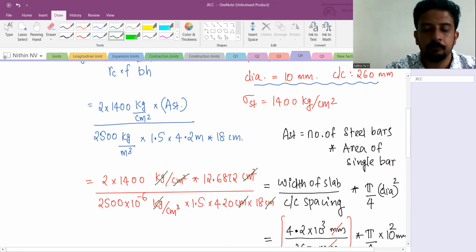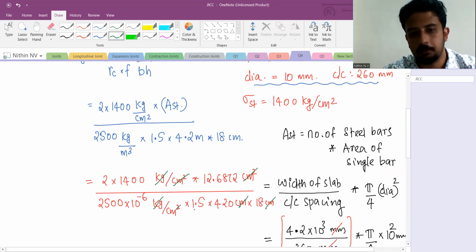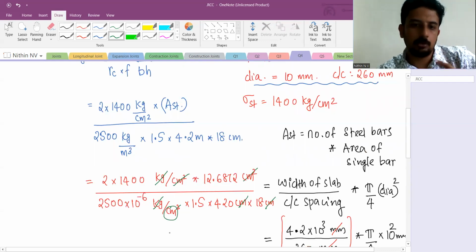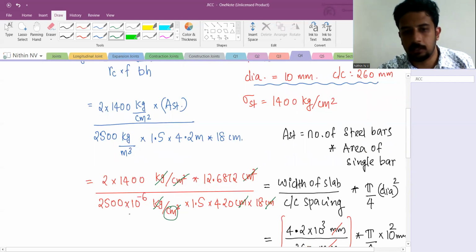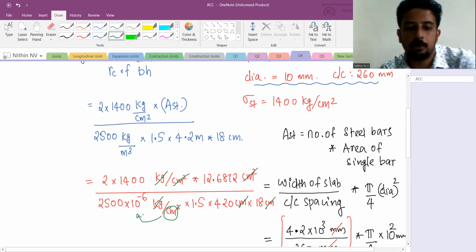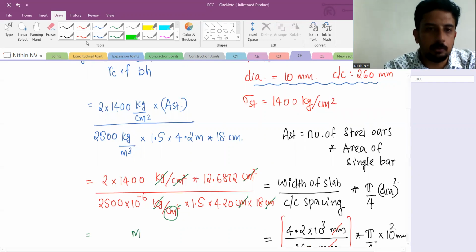Centimeter square, so centimeter cube will get cancelled. So 1 centimeter will be there on the downside, in the denominator, so it will go up, right or not? So the final answer, we are going to get it in meter. How much will it be?